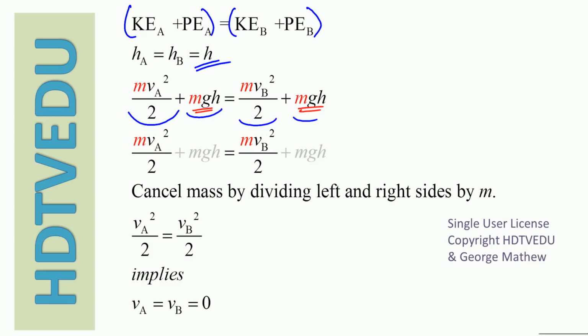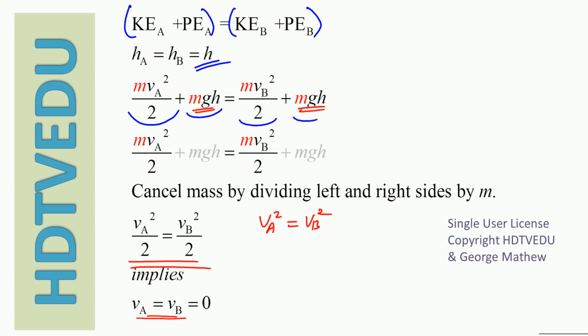So get rid of that. Subtract mgh from both sides. And what do we get? We get speed at A squared divided by 2 equals speed at B squared divided by 2. What does that mean? That means speed at A squared is equal to speed at B squared. What does that mean? Speed at A equals speed at B.